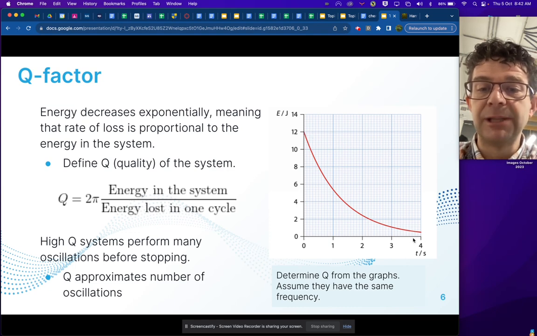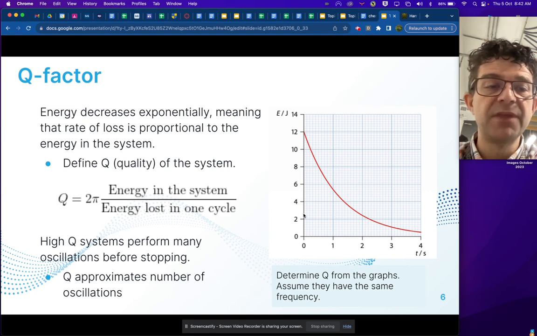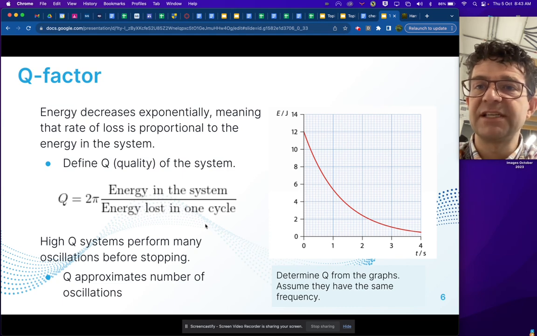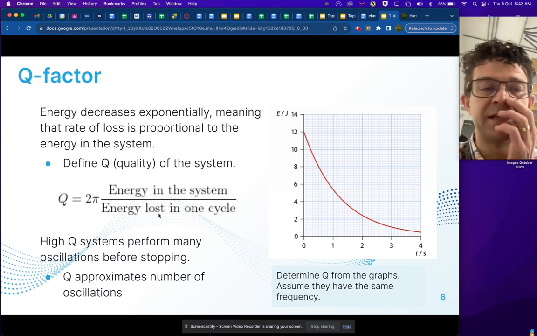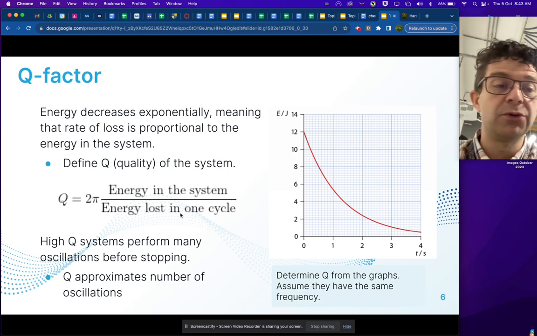We lose less energy because there is less energy inside the system. So it doesn't really matter when you calculate the value of Q, you should get the same value. Q being defined as 2 pi times the total amount of energy in the system divided by the amount of energy that's lost in a cycle. And that's where you get the idea that it's the reciprocal of efficiency, because we would usually think about an efficiency as being the energy lost per cycle over the total energy in the system.